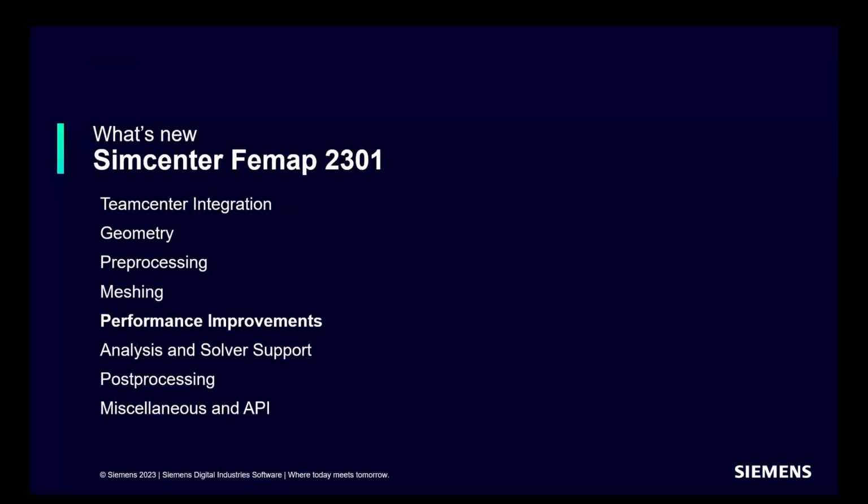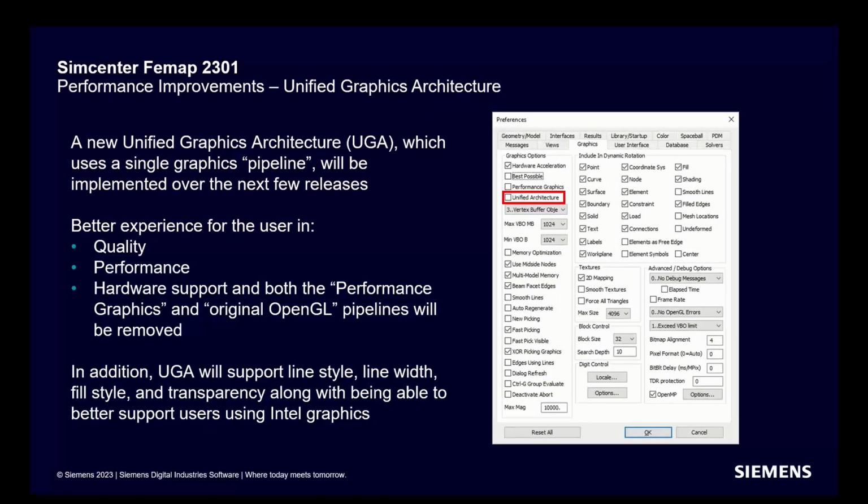All right, moving on to performance improvements. The unified graphics architecture is part of a performance improvement that Femap has been rolling out at least one release back. But at this point, they have added a checkbox in the preferences, which is by default on. So there's nothing that you have to do to take advantage of this out of the box. It's a better experience for the user in quality, performance, and hardware. And it's actually supposed to work better with Intel graphics.